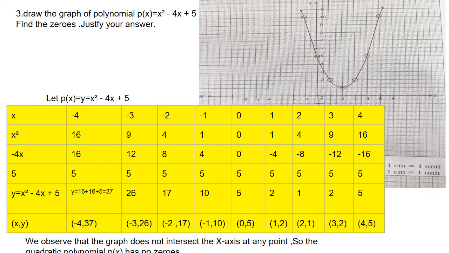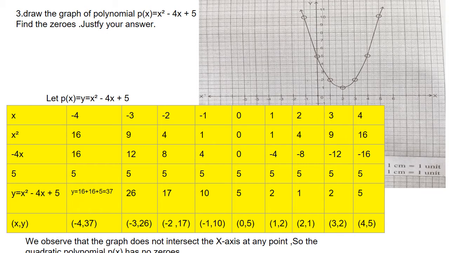Why do we have to take p(x) equal to y? To draw the graph, we have to plot the points. For those points, we need x coordinates and y coordinates. Here the variable is x, so we need y also. That's why instead of p(x), we are taking y here. y is equal to x^2 - 4x + 5.